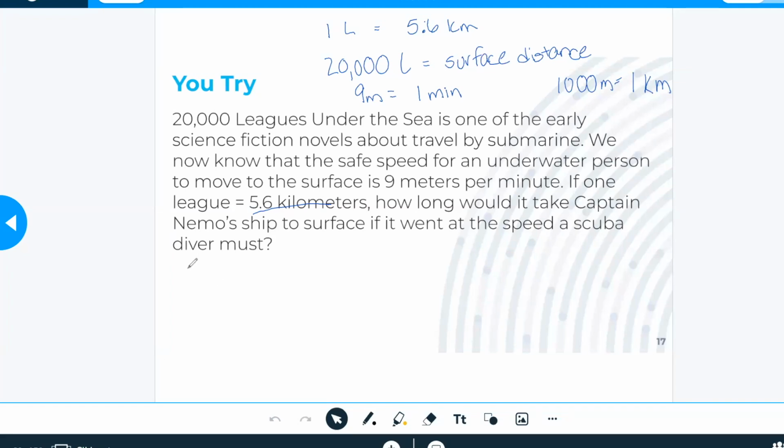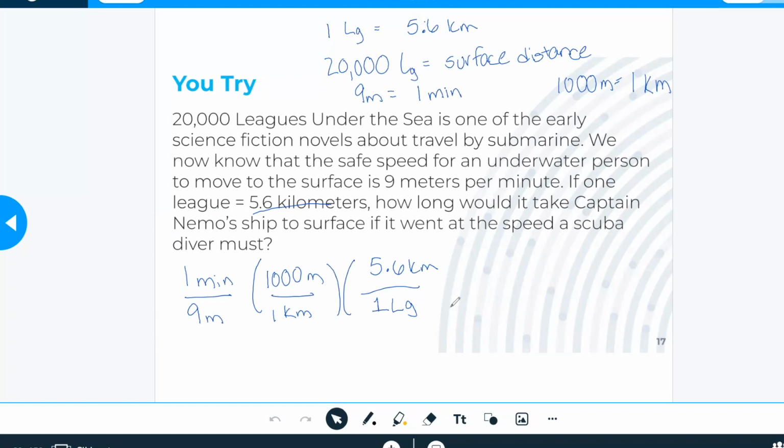So we want minutes on top. Let's start with minutes then. 1 minute is 9 meters. Then we've got 1,000 meters is 1 kilometer. Then we've got 5.6 kilometers per league. And then we've got 20,000 leagues to the surface.